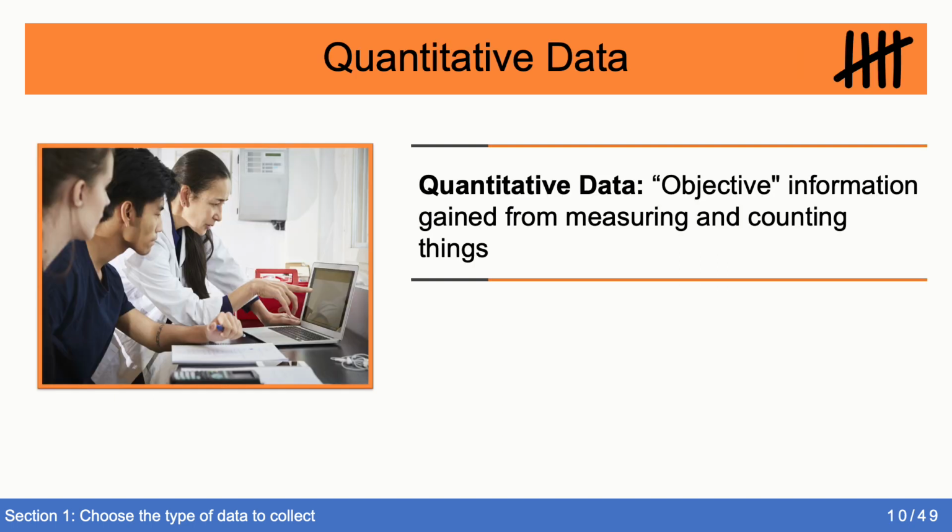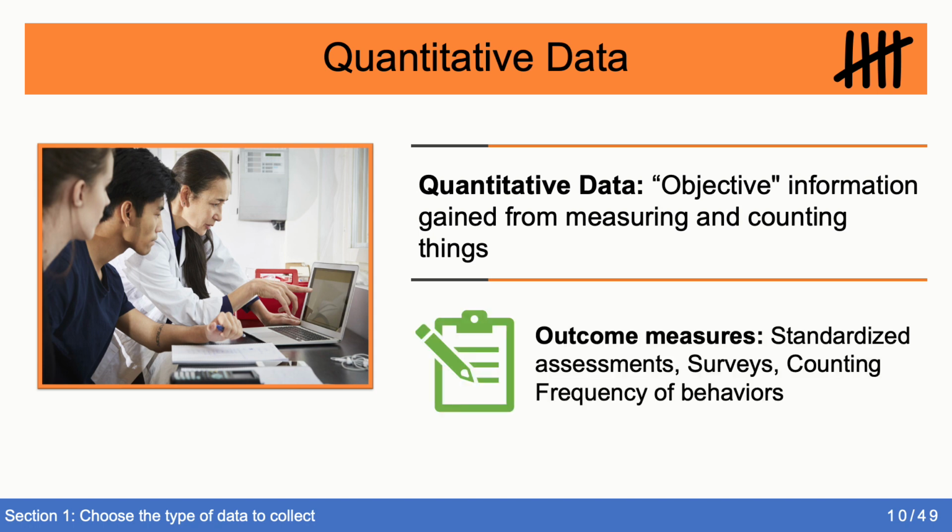The second type of data is quantitative data, which is best used to collect objective information gained from measuring and counting things. In autism research, quantitative data is usually used to measure participants' responses to the therapies, like looking to see if children show improvement on language scores after a new speech-language therapy. To collect quantitative data, researchers use tools like standardized assessments, surveys that use a rating scale, or behavioral observations where the researchers count the frequency of specific behaviors.